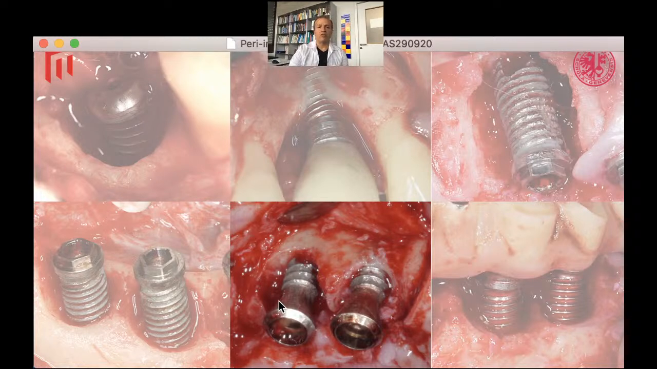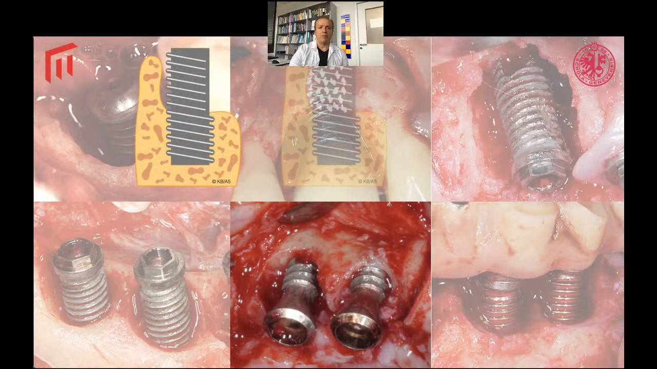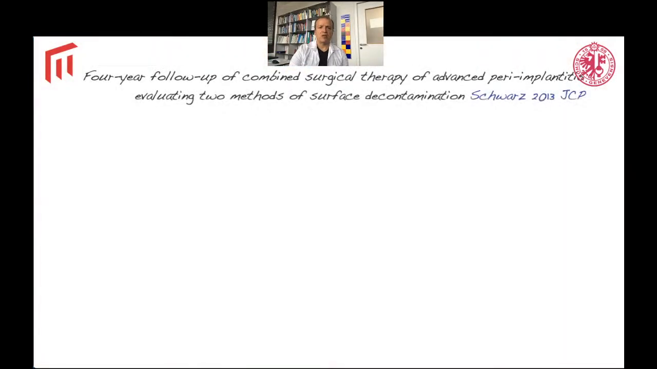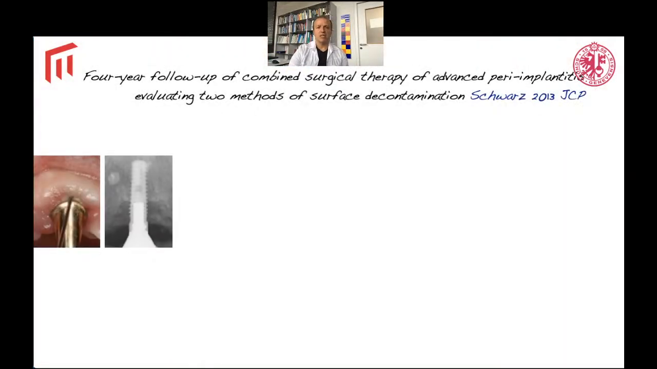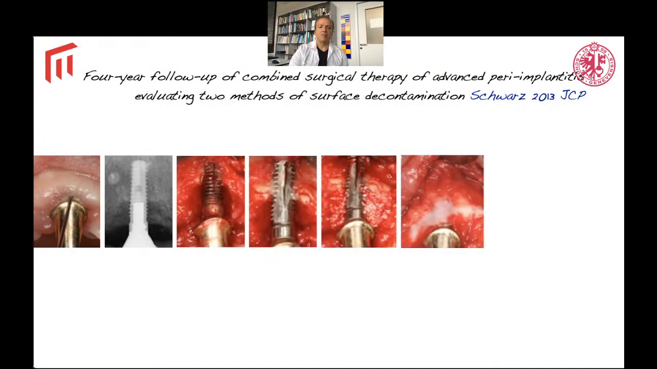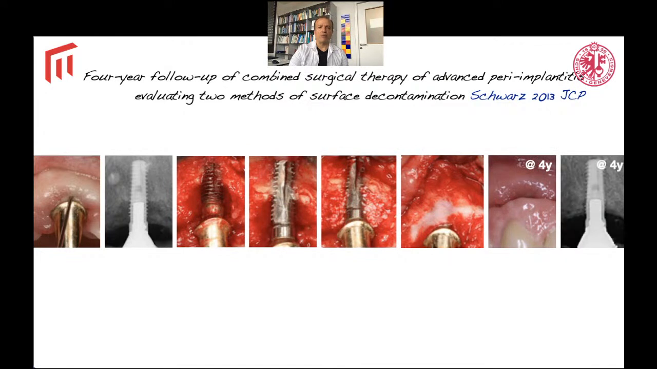So we have to do a combination approach. And then we can consider regenerating the defect with the use of a bone graft and a membrane. At least the best outcomes are reported when you use a graft and a membrane. And it seems that this way of approach works.